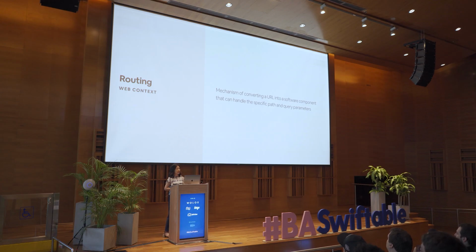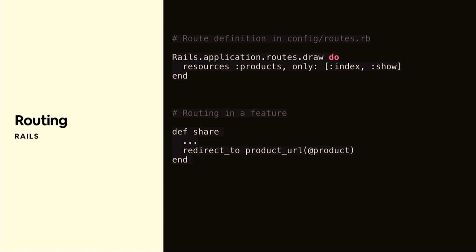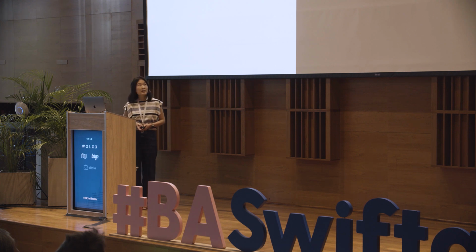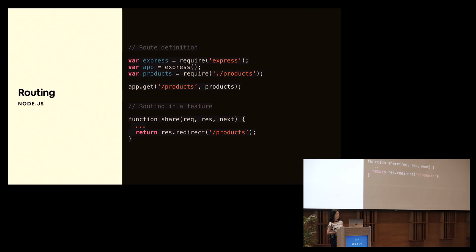So switching gears to routing. Routing in the web context refers to a mechanism of converting a URL into a software component that can handle that specific path and query parameters. So if you're familiar with Rails, the router matches the incoming request with a resource and controller actions. And developers can redirect to another URL quite easily with its routing API. Node.js app also has a similar concept of routing.